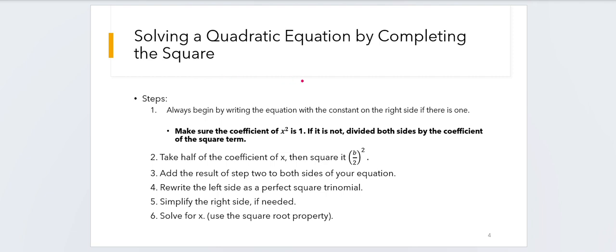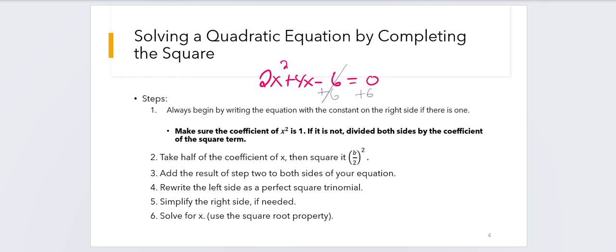So solve a quadratic equation by completing the square. Here are the steps that you must follow. Step 1 says, always begin by writing the equation with a constant on the right side if there is one. So let's say if we had 2x squared plus 4x minus 6 equals 0. So the first step says always begin by writing the equation with a constant on the right side. So that meant that I needed to add this 6, okay?